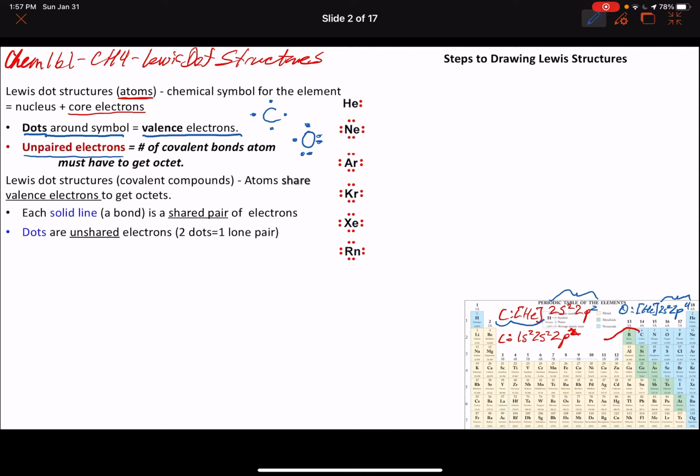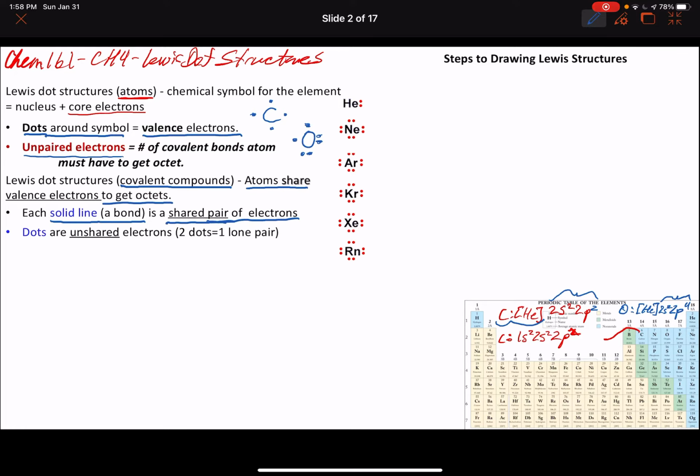So a Lewis dot structure, again, is used for covalent compounds. It builds off ideas that we have for the atoms as well. And we're going to use valence electrons to establish sharing of those electrons to get octets. Okay. What we'll see in these Lewis dot structures is that a solid line will represent a bond, and a solid line is going to be a pair of electrons. So 2 electrons is in a line in a Lewis dot structure. And of course, those are shared electrons.